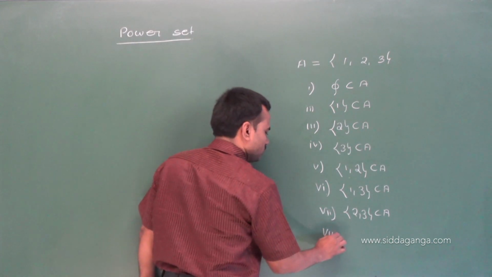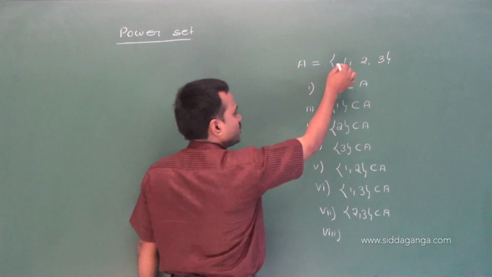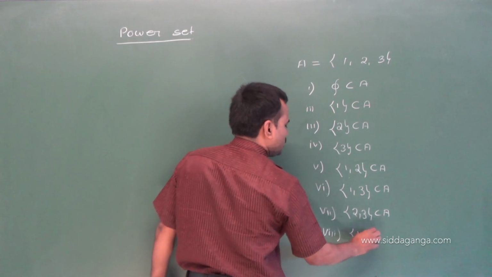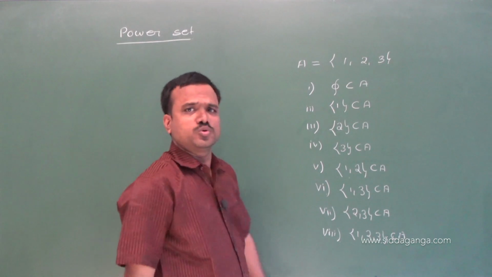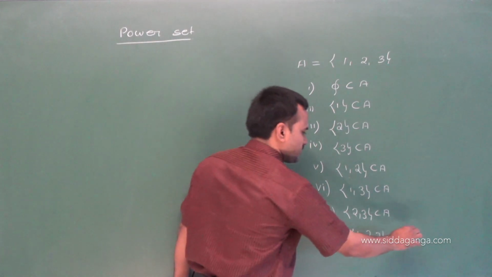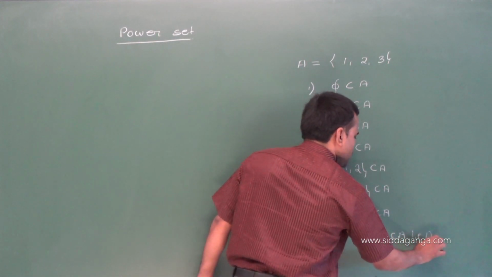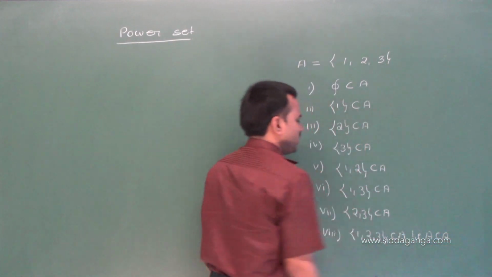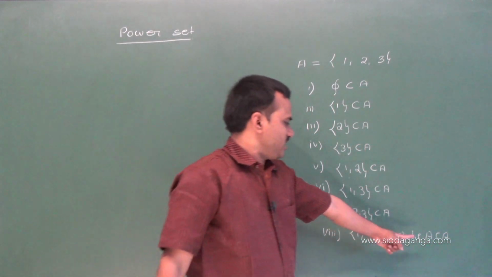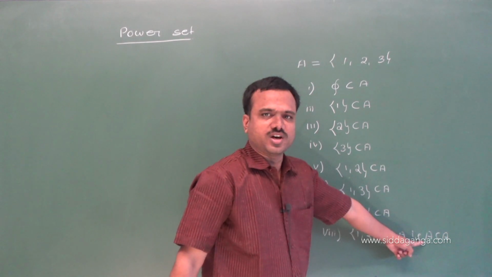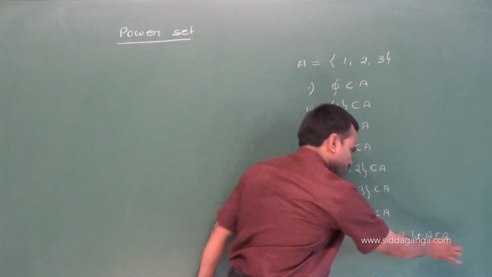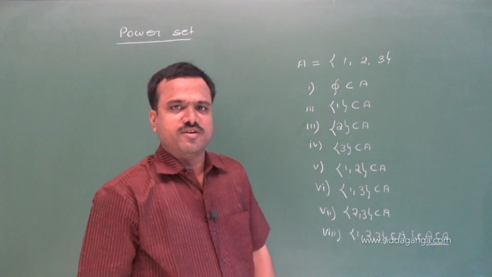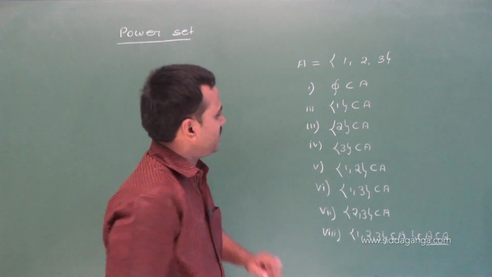And the eighth one, one more I write. {1, 2, 3} is a subset of A. That is, A is a subset of A itself. That also we discussed in the last class. Every set is a subset of itself.